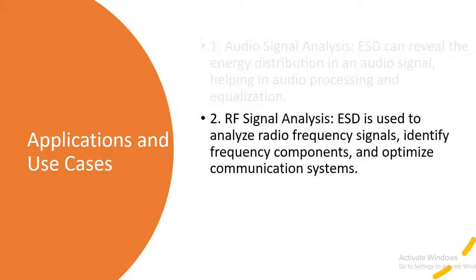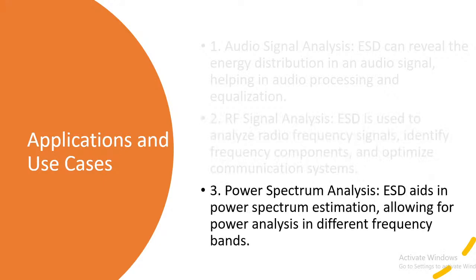Then in radio frequency signal analysis, this is used to analyze radio frequency signals, identify which frequency components are present, and optimize the communication system accordingly. Once you know which are the frequency components, you can design the antenna or design the system accordingly. Then power spectrum analysis. This helps in power spectrum estimation, and this allows for power analysis in different frequency bands.